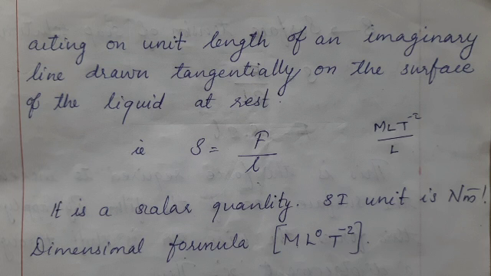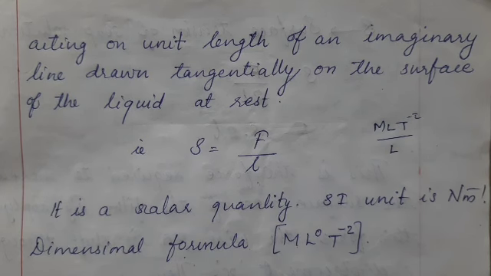So this surface tension we can define as the force acting on unit length of an imaginary line drawn tangentially on the surface of the liquid at rest. On the top surface of this liquid, we can draw an imaginary line tangentially to the surface. Then the force per unit length is our surface tension.